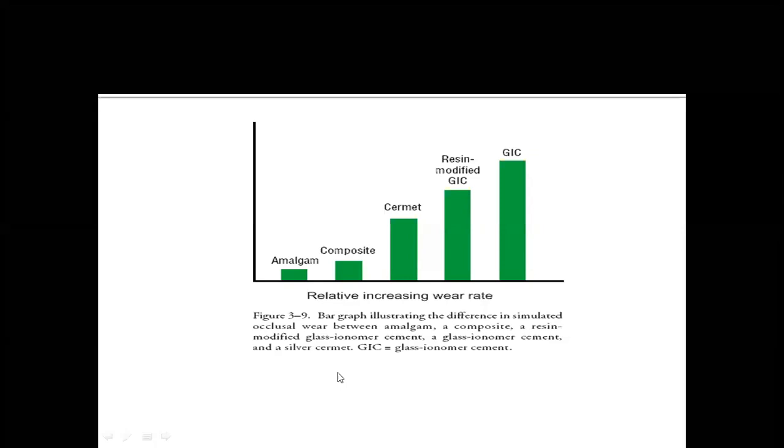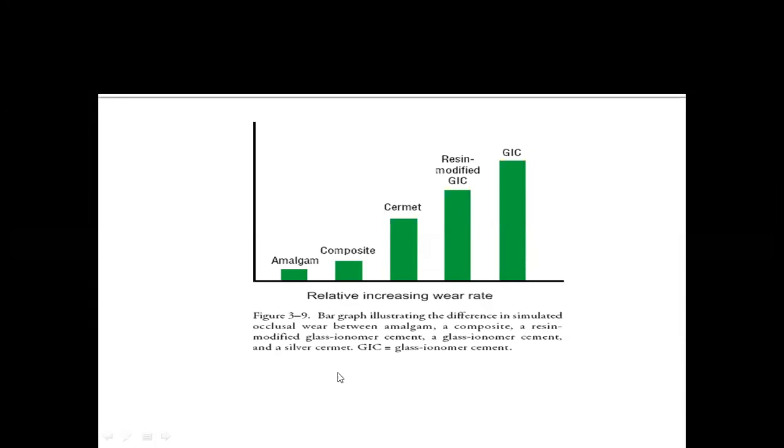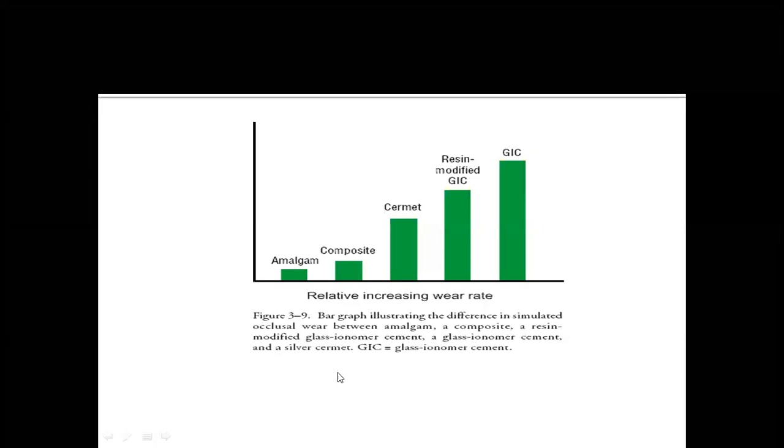If you take it according to the ascending order, that is which has more wear rate, then definitely GIC has more. Then you have resin modified GIC. Then you have Cermet, because it has a slight metal component. That's a metal modified GIC. Then you have composites, which because of their resin structure and more filler content have more resistance to wear. And amalgam, because of its complete alloy nature, has the most resistance to wear. So this is your relatively increasing wear rates.